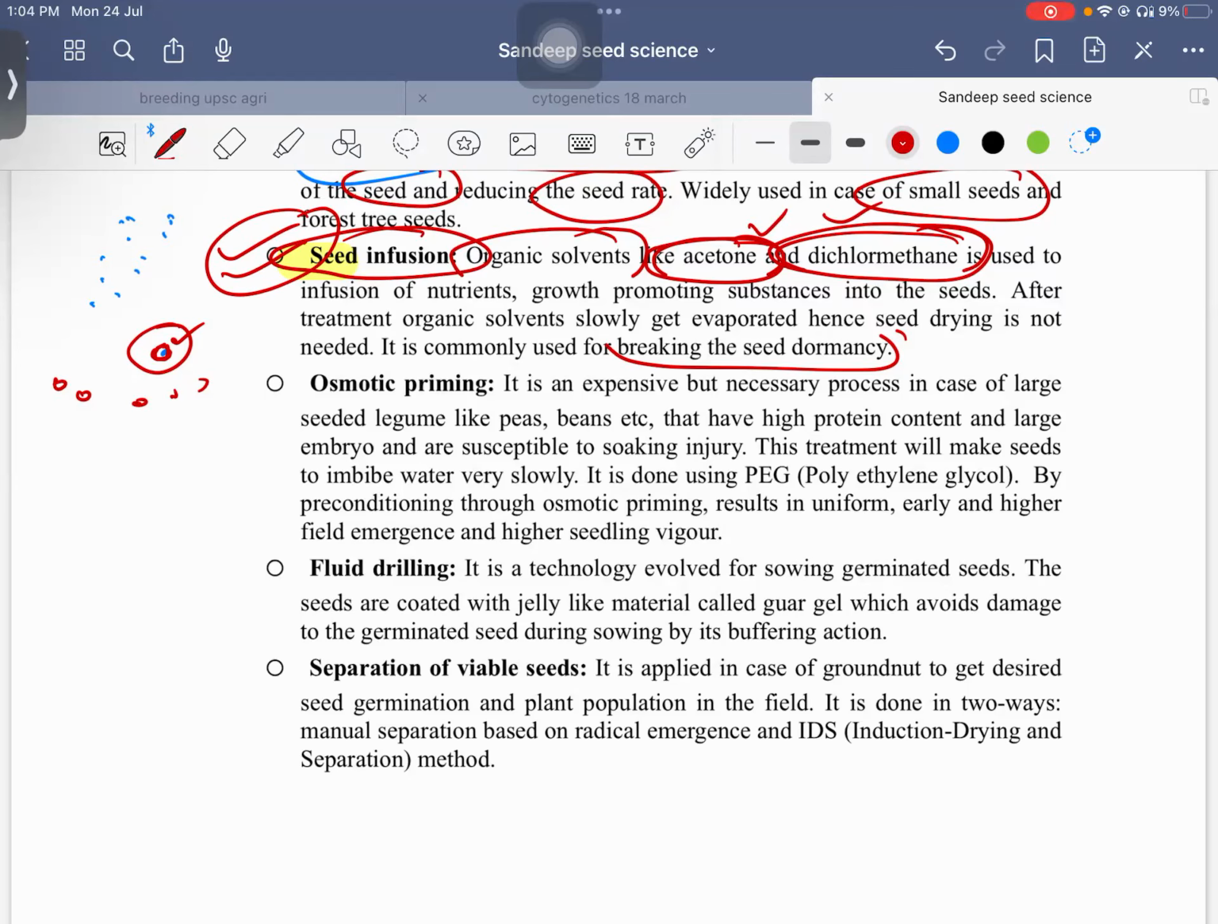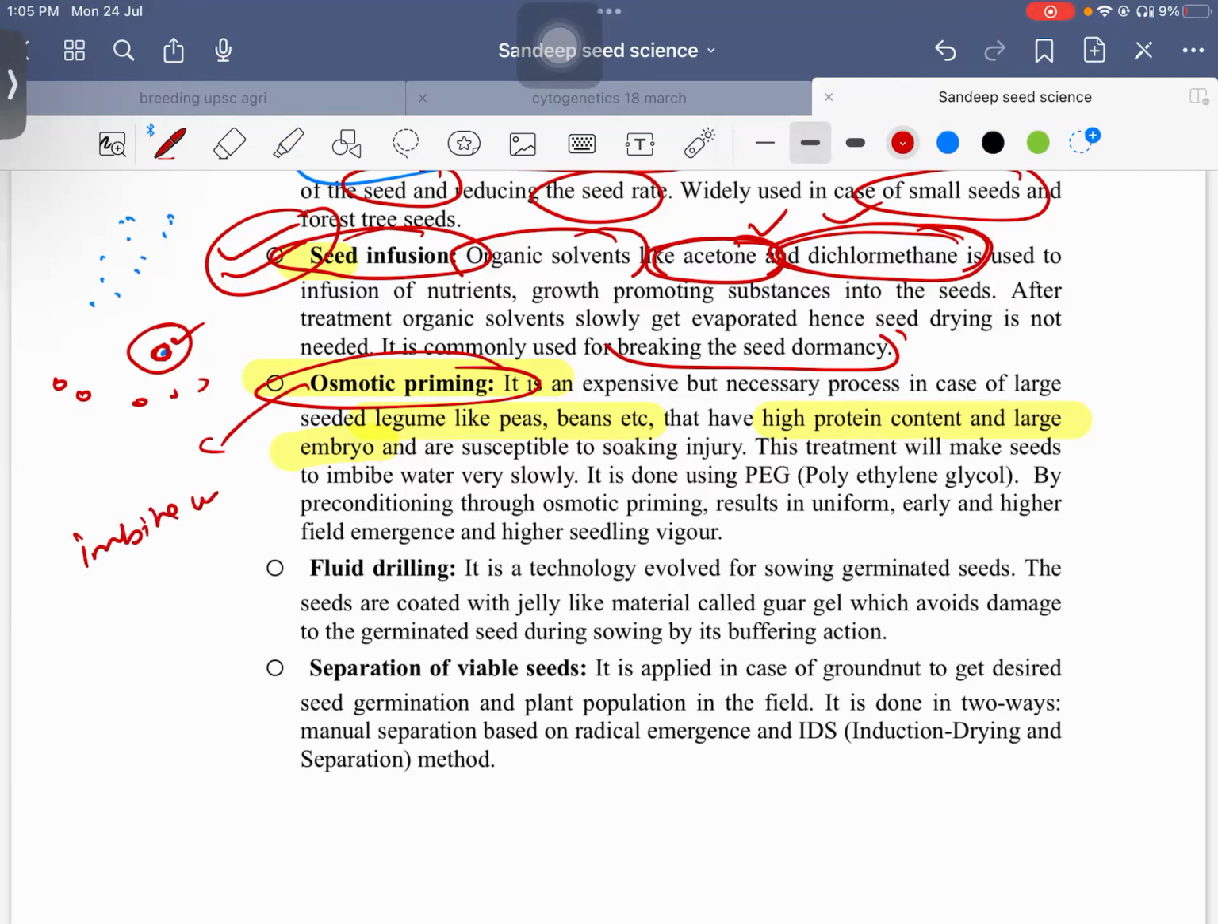Okay, and then this one last you remember. These both are not very much important. This is important: osmotic priming. This is usually done in some legumes like peas and bean, which have high protein content and large embryo. Here, why is this treatment made? To imbibe water.